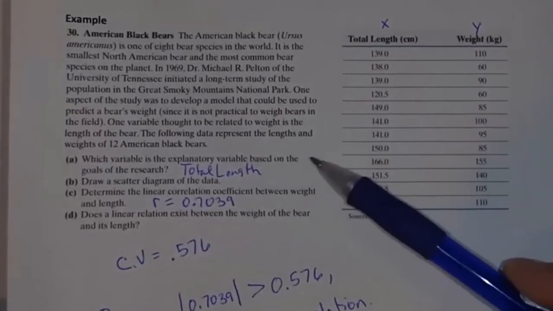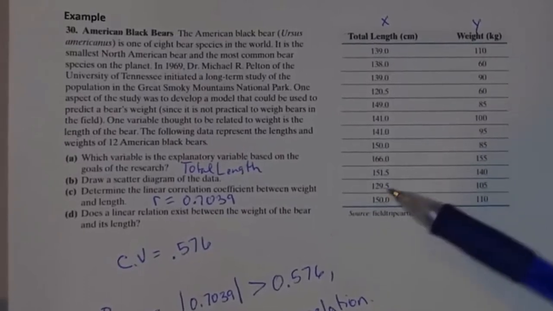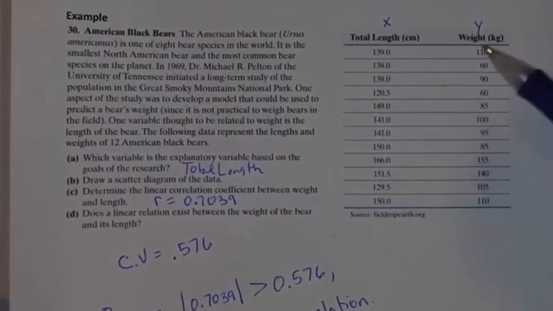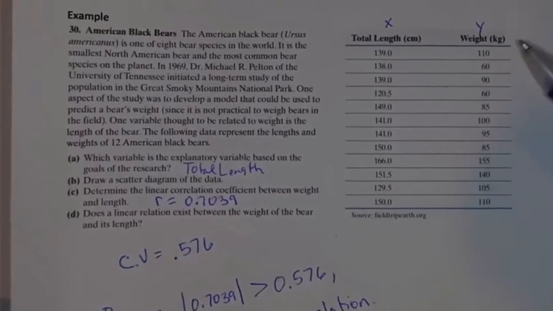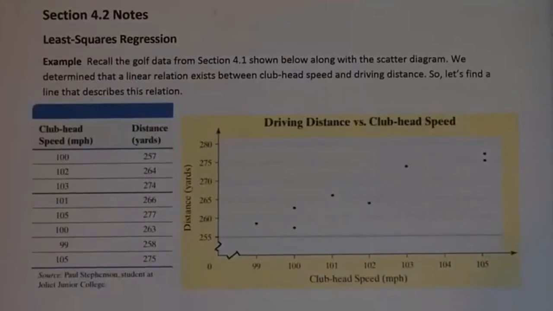And we're going to revisit this problem in just a little bit, and we're going to do just that. We're going to try to find the equation of the line that best describes the relationship between the length and the weight of the bear. So if we determine there's not a relationship, then we're done, right? But if we determine that there is a linear relationship, the next step is to figure out what that linear relationship is.